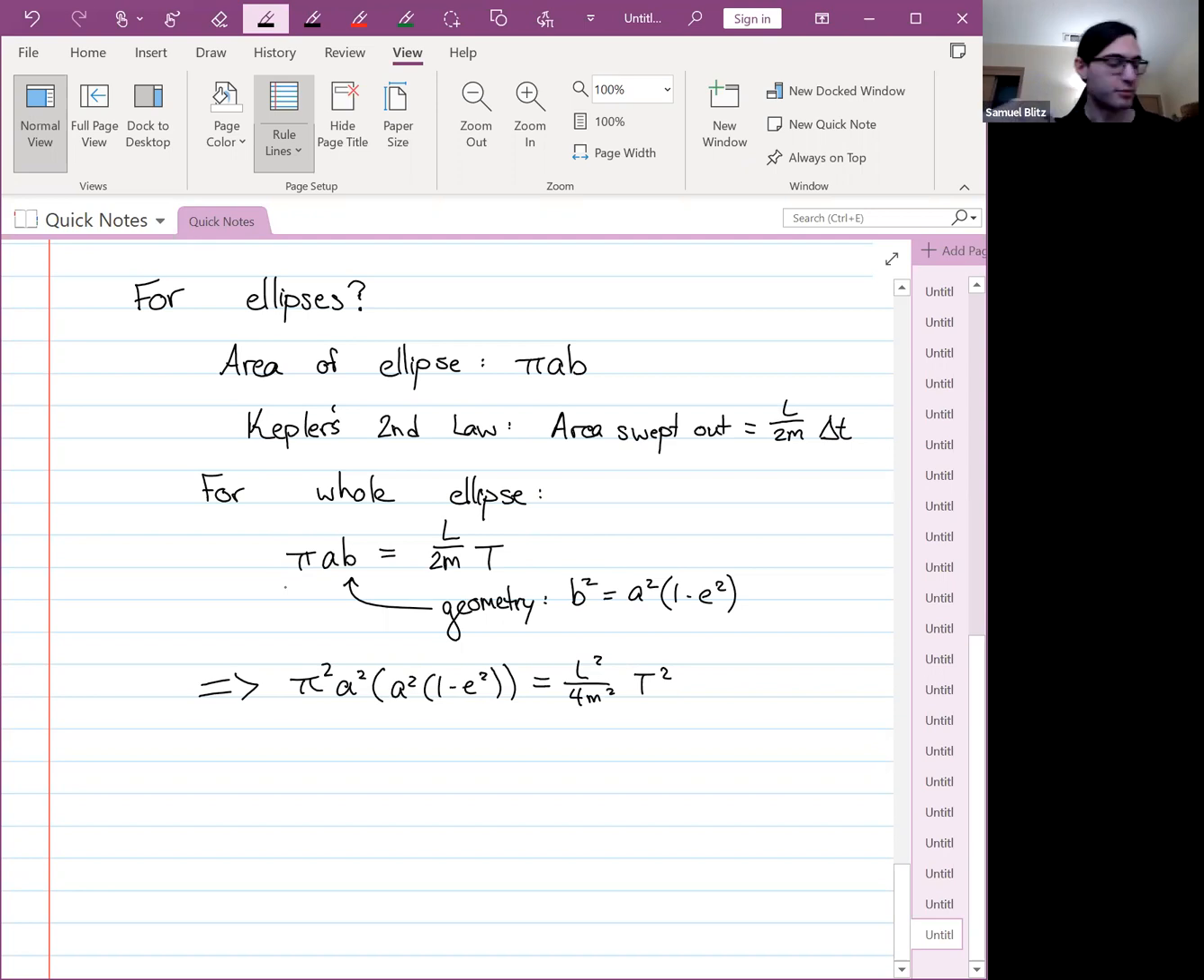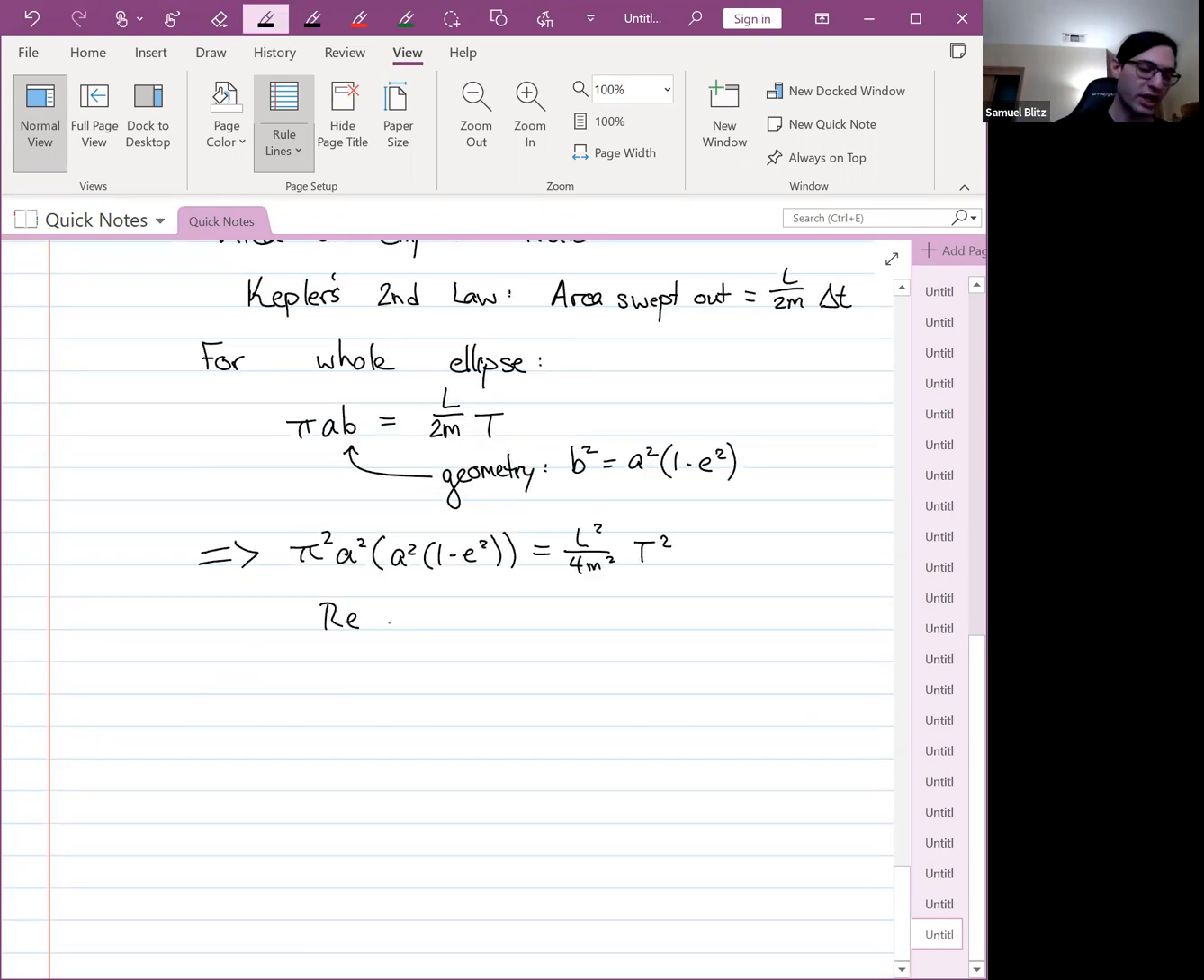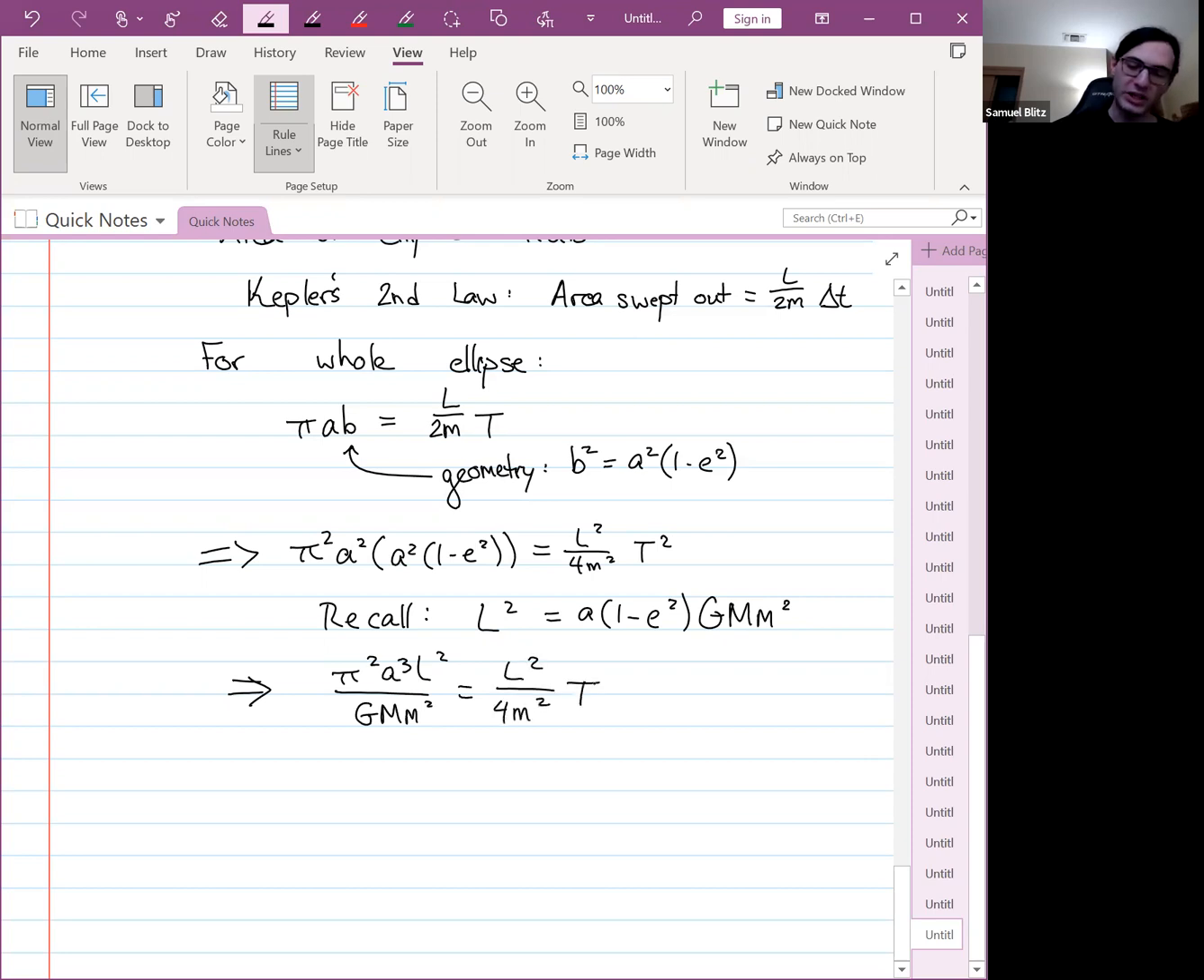Okay, I know this is a lot. We have another step. Remember when I gave you the formula for L? It was L squared is related to the semi-major axis. That was like 10 minutes ago. L squared was A times (1 minus e squared) times G big M little m squared. And so we can actually replace this (1 minus e squared) with stuff that involves L and A and GMm. So that's what we're going to do. So then we're left with π squared A cubed L squared over GM squared equals L squared over 4 little m squared T squared. And now the L squareds cancel and the m squareds cancel.